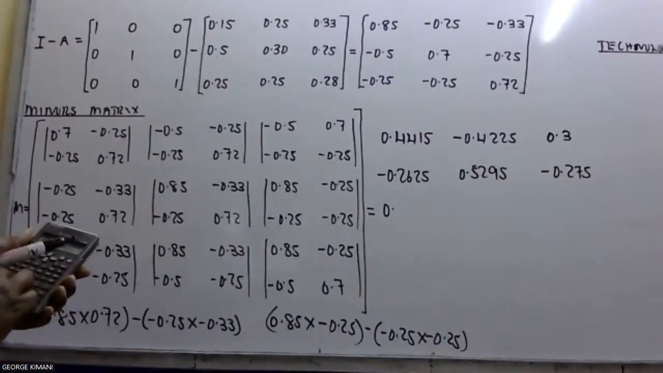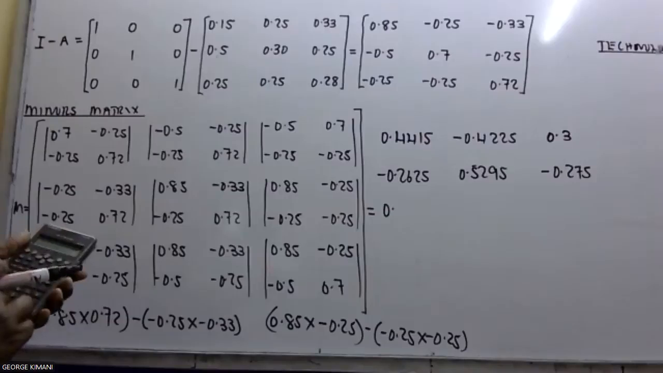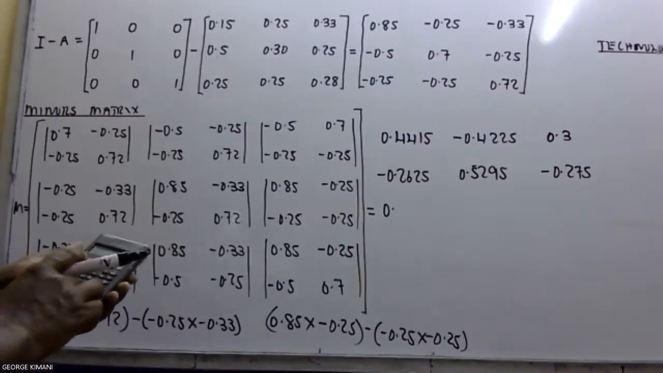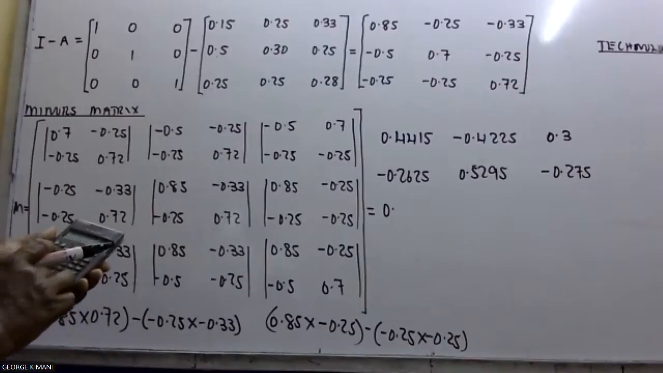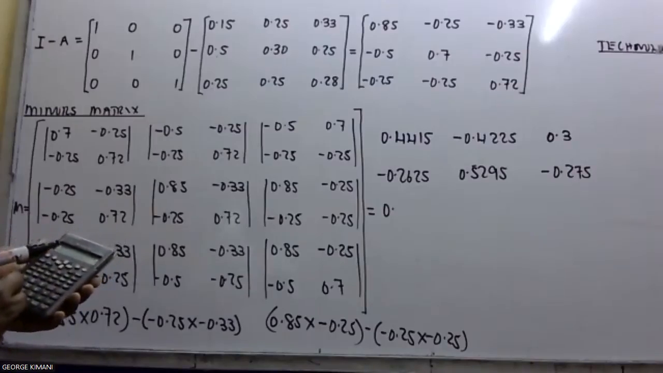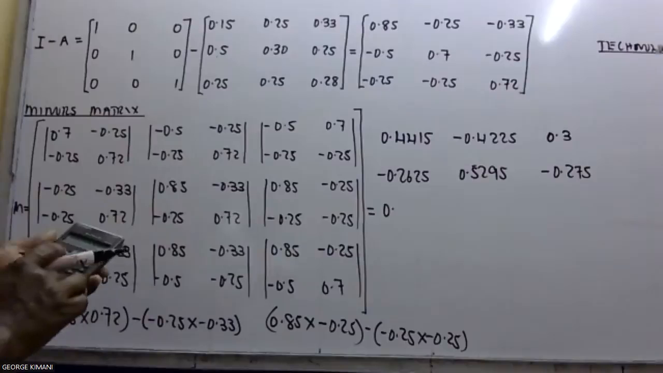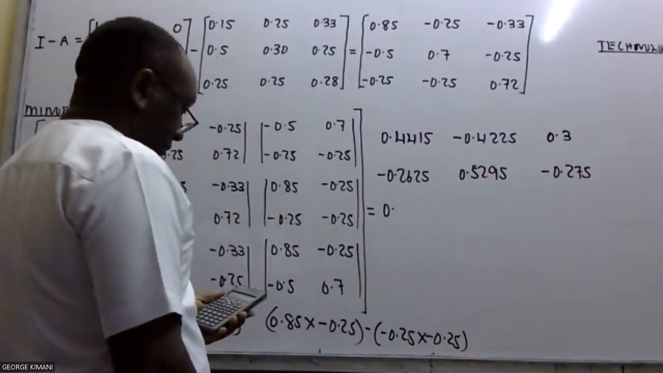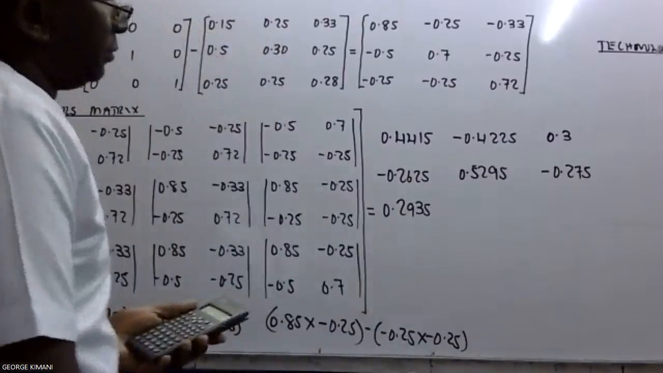Open the brackets, minus 0.25 times minus 0.25 again, we close the brackets. Then we say minus, open the brackets. We get minus 0.33 times 0.7. Close the brackets and then say equals. 0.2935. Good.